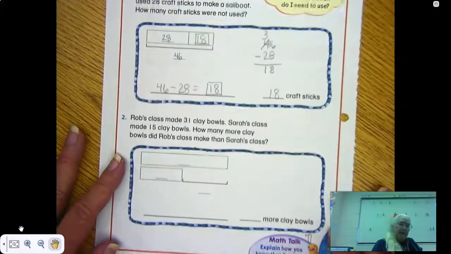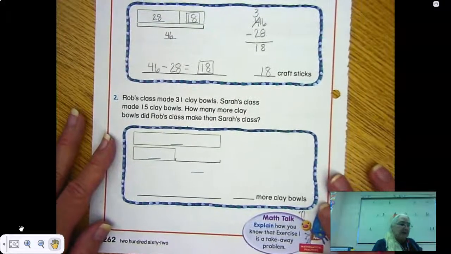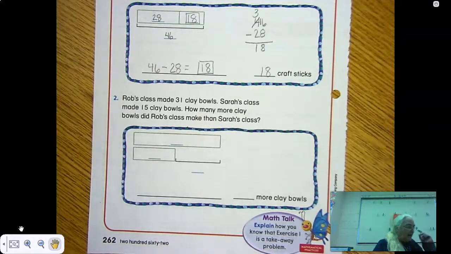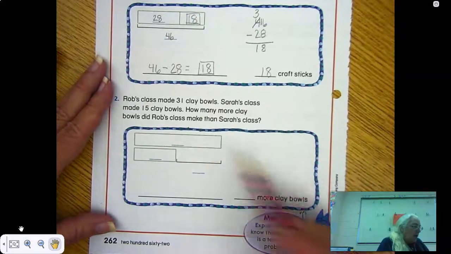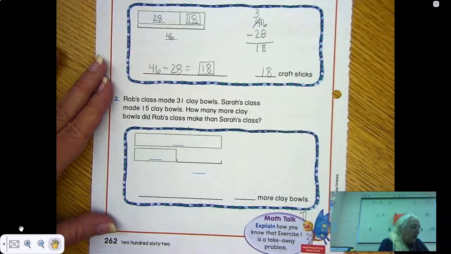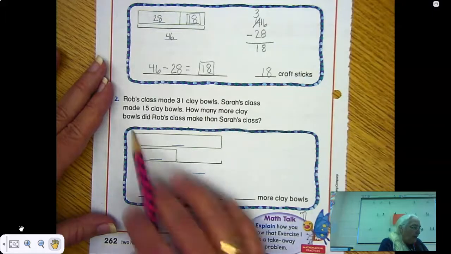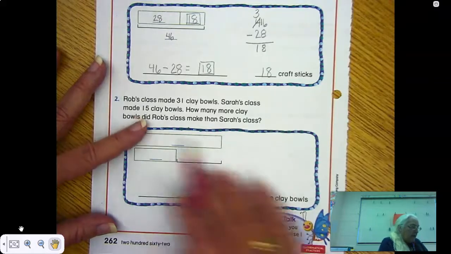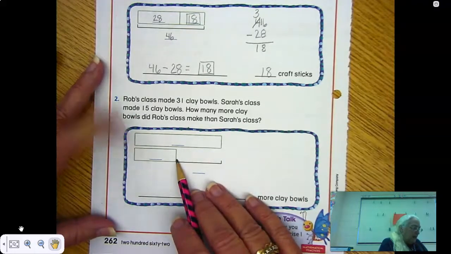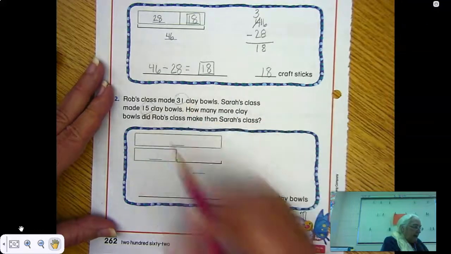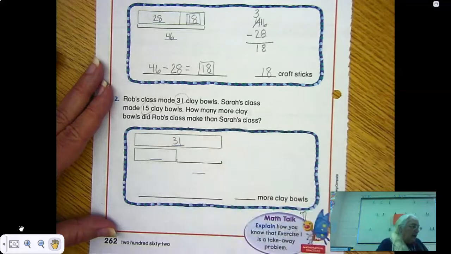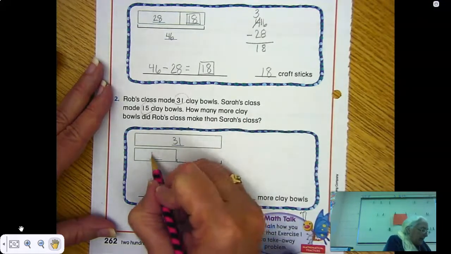And in number 2, let's do the same thing again. We're going to use this bar model to figure out what we have, what we need, the whole thing. So, Rob's class made 31 clay bowls. Sarah's class made 15 clay bowls. How many more clay bowls did Rob's class make than Sarah's? Okay, there's a big box here and a smaller box here. I see a big number here and a smaller number here. Rob's class made 31 clay bowls. Sarah's class made 15.